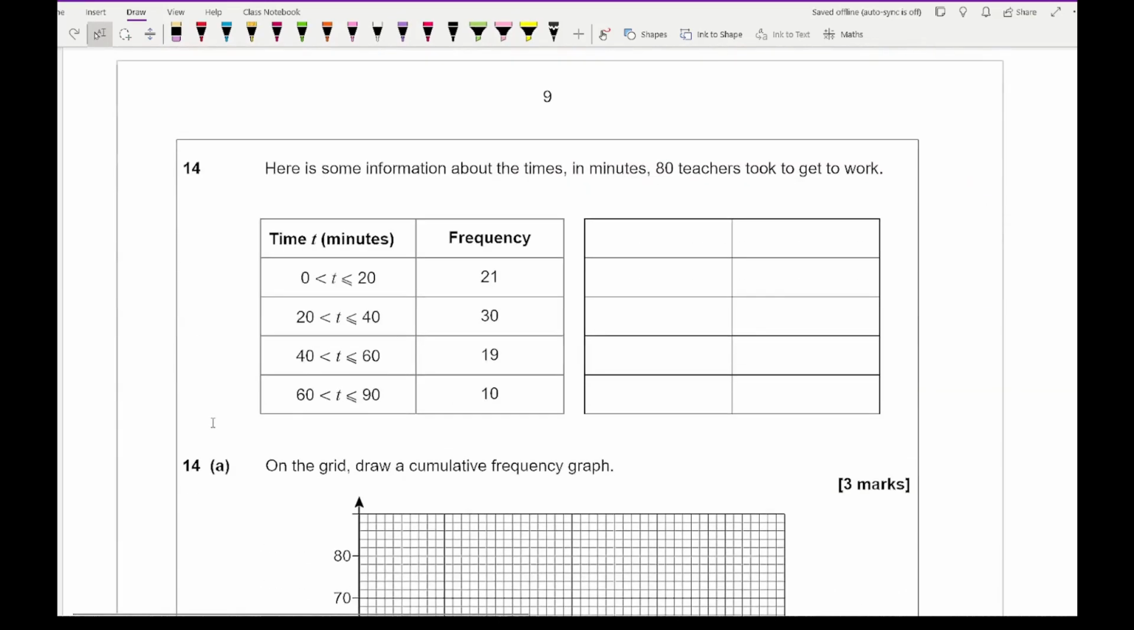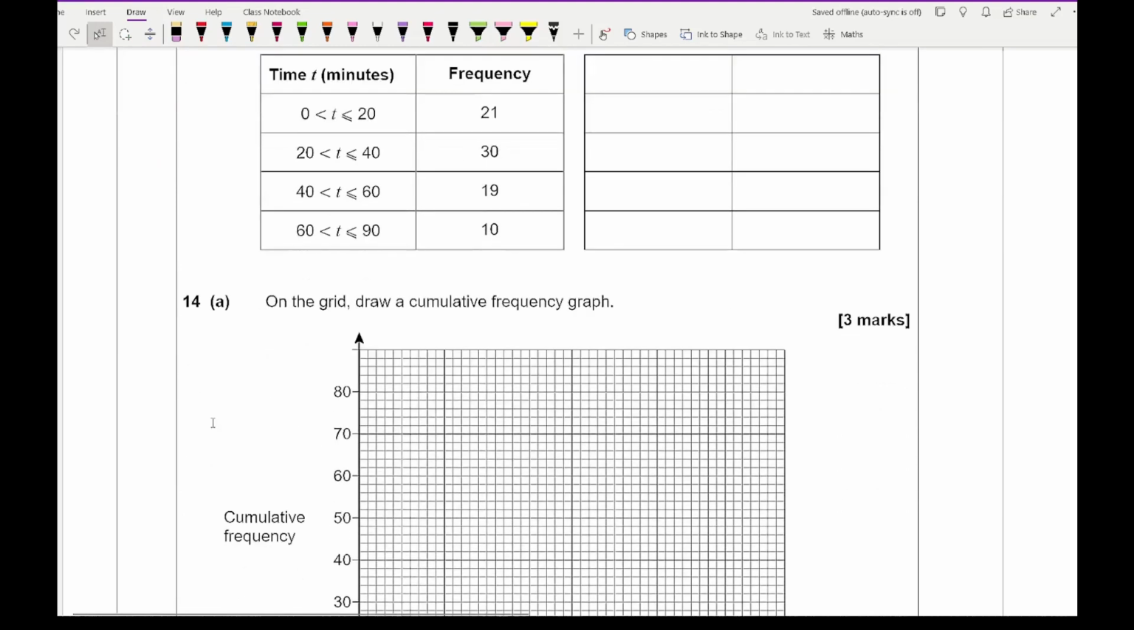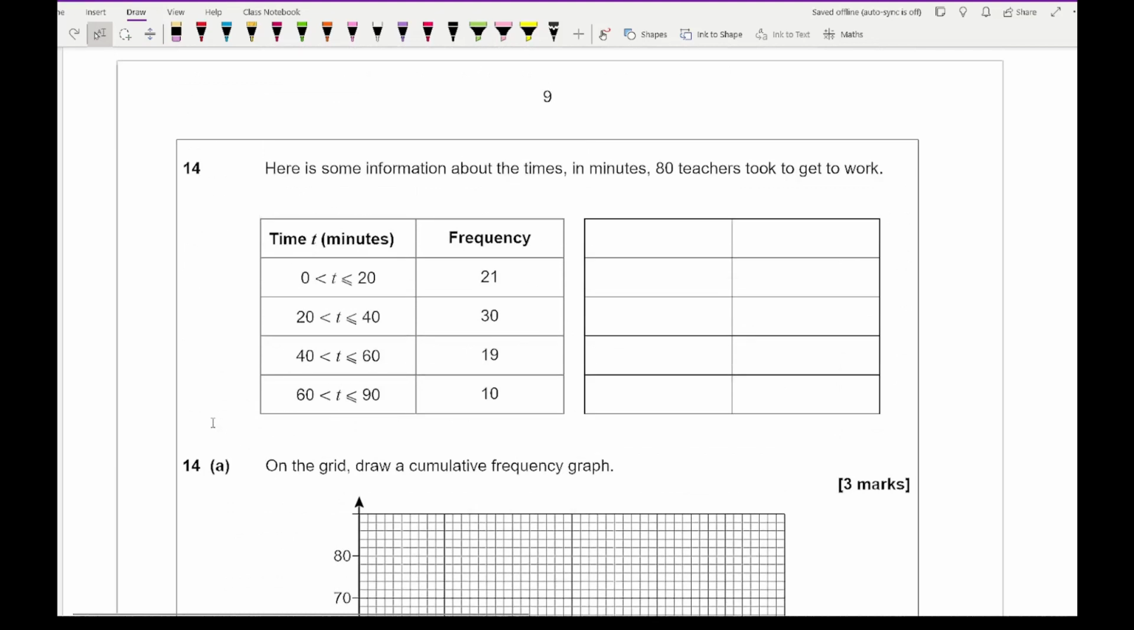Moving on to question 14, it says here is some information about the times in minutes that 80 teachers took to get to work, and the question is asking us to draw a cumulative frequency diagram. So for this, what I need to do is work out what the cumulative frequency is going to be. So for the first one, it's going to be 21. Then I'm doing a running total of how many took less than or equal to 40 minutes, and that's going to be 51. Then it's going to be 70, and then it's going to be 80.